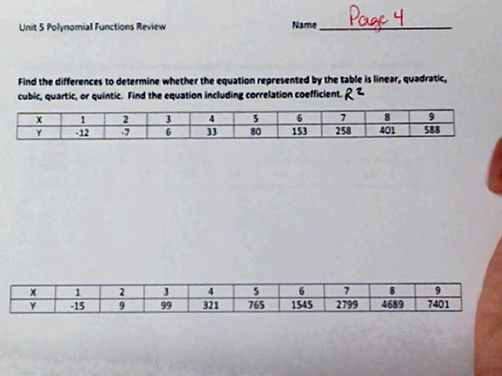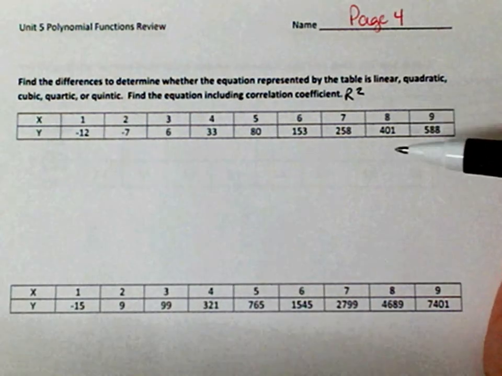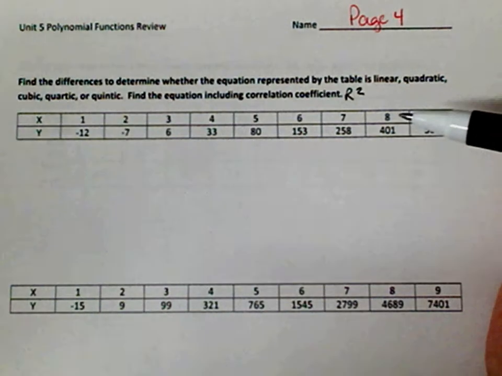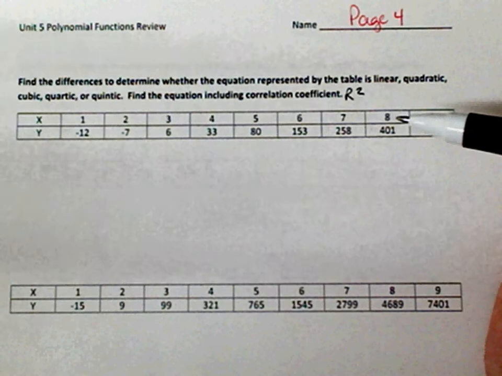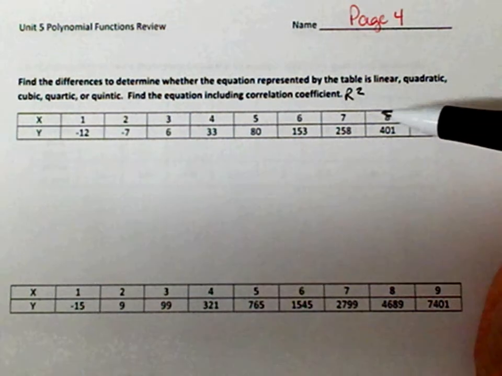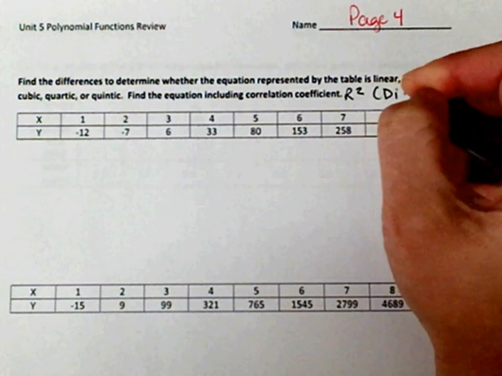Now, you probably could just plot these points and see what it is, but to be sure, it's always good to use successive differences. Successive means in order. Differences means to subtract. And before you even start putting this into your calculator, don't forget to turn on your diagnostics. This is where your r squared is.